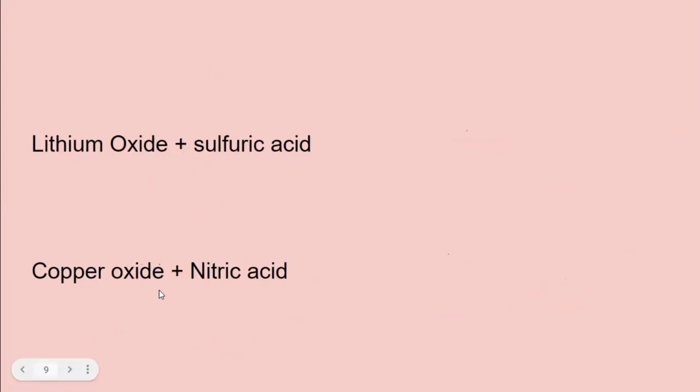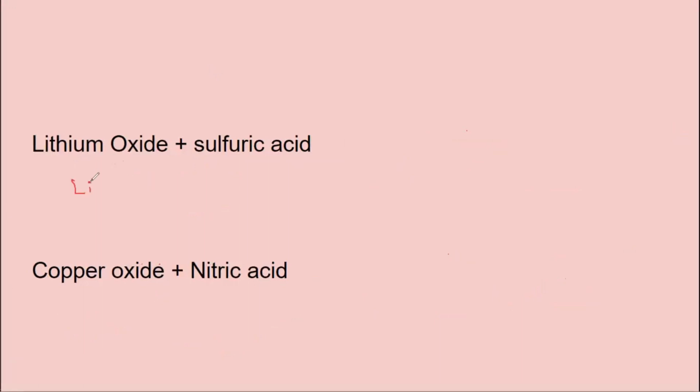Now see what the next equation is. Lithium oxide. So let me write over here. Lithium is Li. It is in group number 1, so valency is +1. Oxide is O, group number 6, -2. Crisscross, Li2O. Sulfuric acid is H2SO4. We have just seen, +1, -2.